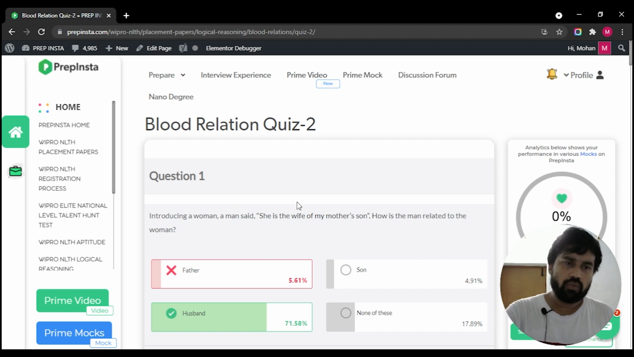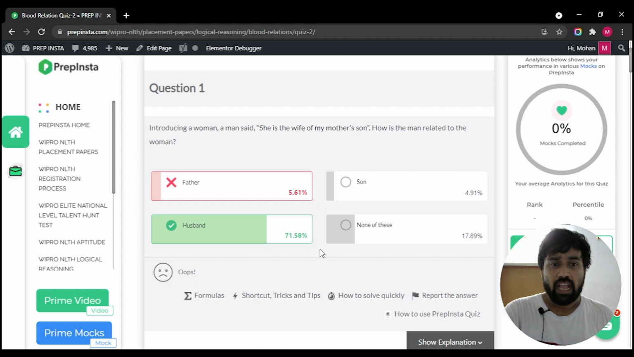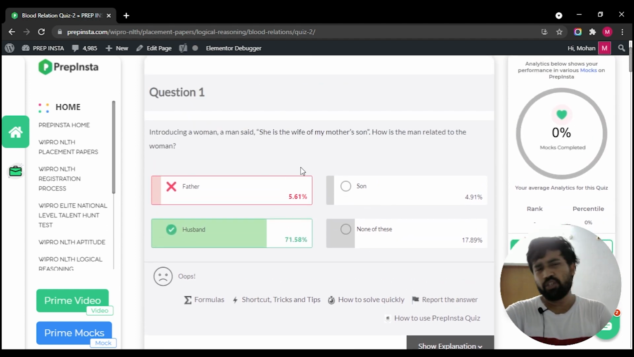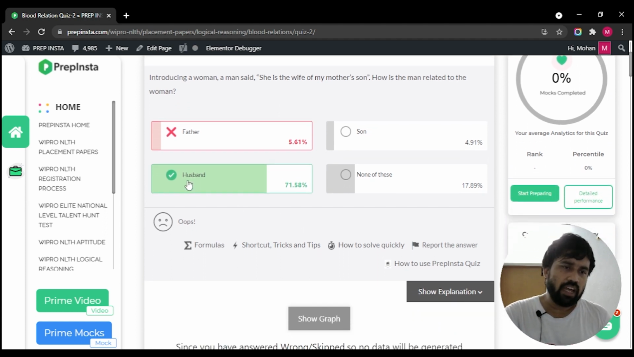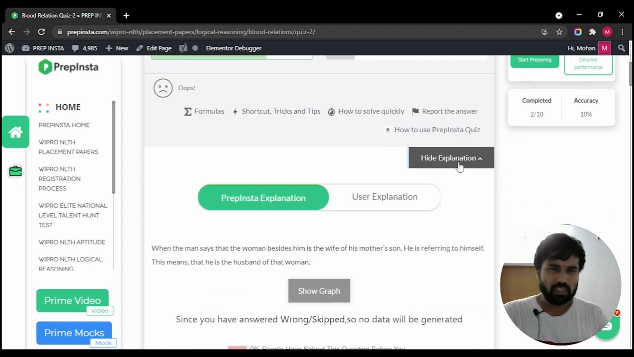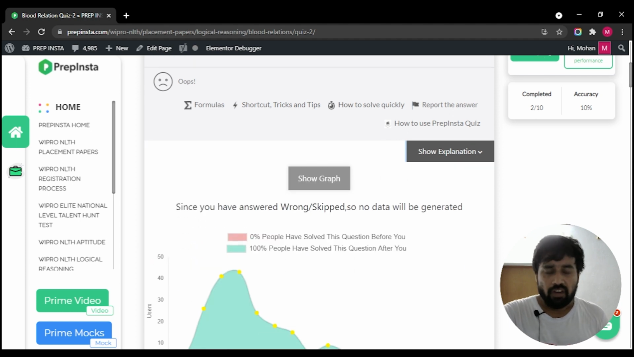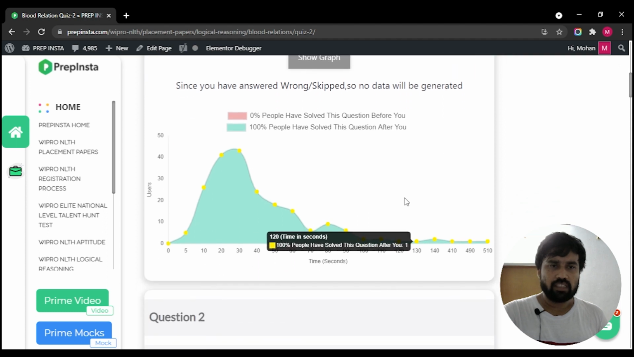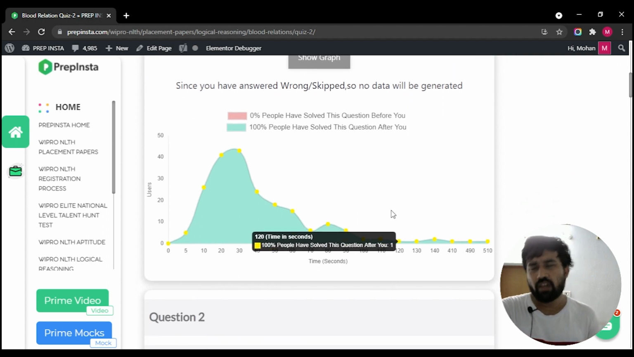For that, what we have done is we have embedded analytics in our quizzes. Just look at here, for example, I have taken a random question, I have attempted it wrongly. You can see how many people attempted correctly or not. For example, out of 100 people, 71 people attempted correctly. And when I look at the show graph, or the explanation also, if you press the show graph button, you can get this graph also. So how many people attempted after you, before you.